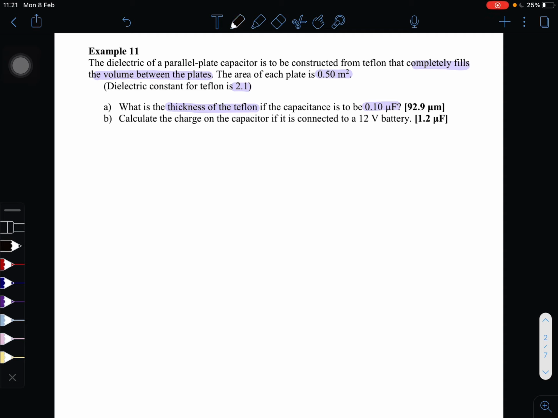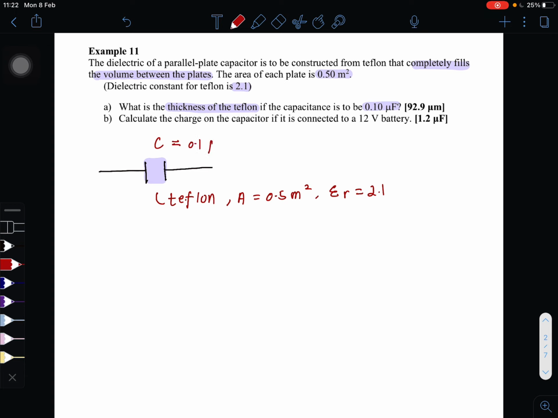Okay, so we have a capacitor here. So this capacitor is inserted in between a dielectric. So placed in the middle is the dielectric. So this dielectric is the Teflon. This Teflon has an area of 0.5 meter square and then dielectric constant is 2.1. And then this capacitor here has a capacitance of 0.1 microfarad. So now we want to find the thickness of the Teflon.